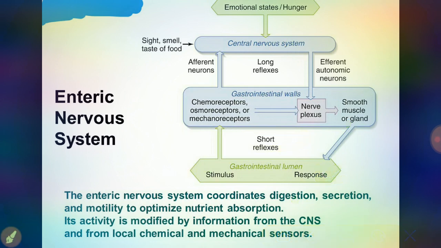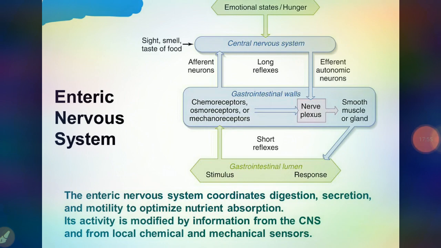So this is a schematic presentation of how the central nervous system, the efferent neurons and long reflexes, and the afferent neurons and short reflexes show the effect on the gastrointestinal lumen. We can see it in this slide. So this is the first neural innervation of the GI tract, that is the enteric nervous system.